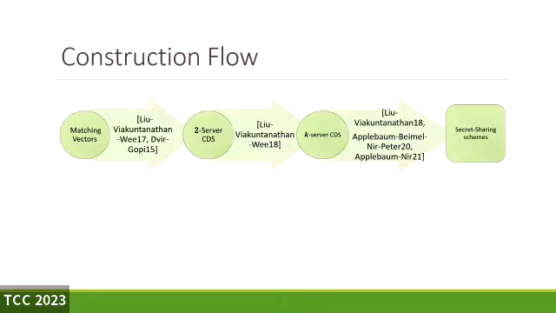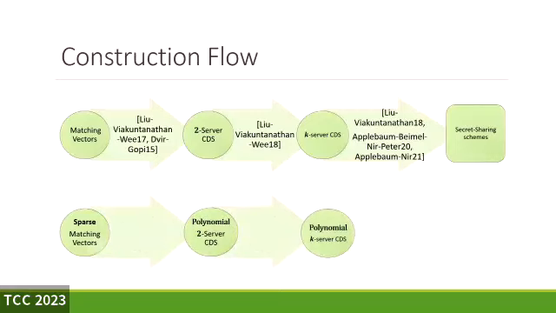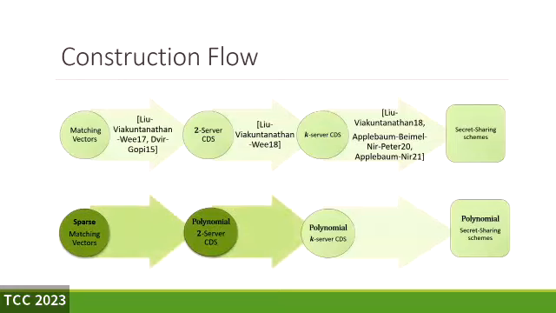Our construction flow starts with what we call sparse matching vectors, which are matching vectors with few non-zero entries. From sparse matching vectors, we constructed polynomial two-service CDS. Then from polynomial two-service CDS, we constructed polynomial K-service CDS. And then using the same reductions as before, we achieved polynomial secret chain schemes while preserving the reconstruction degree of the K-service CDS. So our contribution lies in those stages.